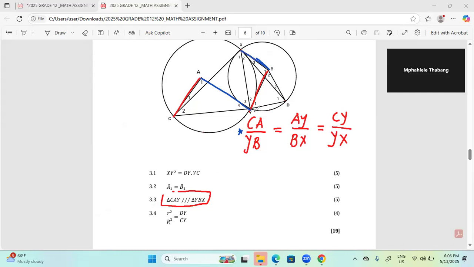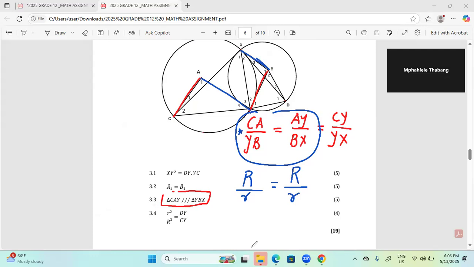Yes, I'm tempted to pick these two now. These two. So CA, remember, is capital letter R over YB. YB is small letter r equals to AY, which is capital letter R, over BX, which is small letter r. Okay, which is true. Capital letter R over r is equal to capital letter R over r.